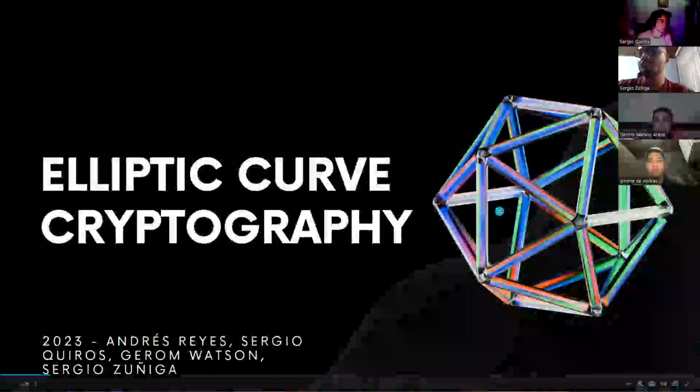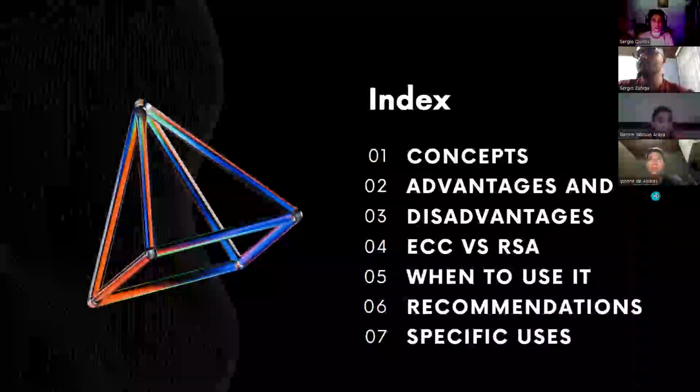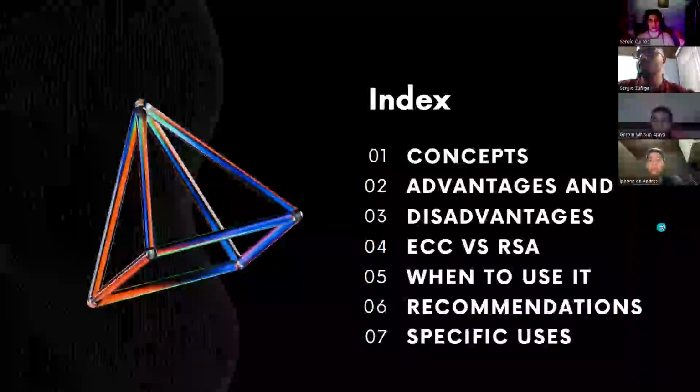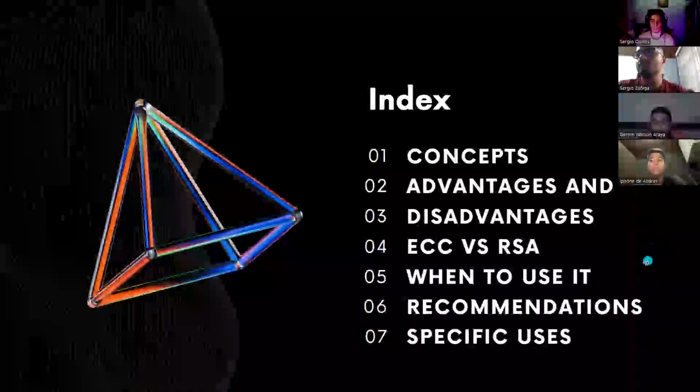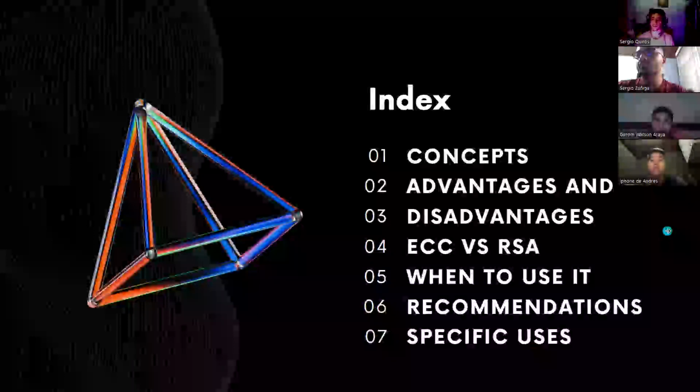Our topic is elliptic curve cryptography. Our team is composed of Andres, Sergio, Jerome, and Sergio Zúñiga. We're going to start with the topic. We're going to go with the index, which is going to be concepts, advantages and disadvantages, ECC versus RSA, when to use it, recommendations, and specific uses.